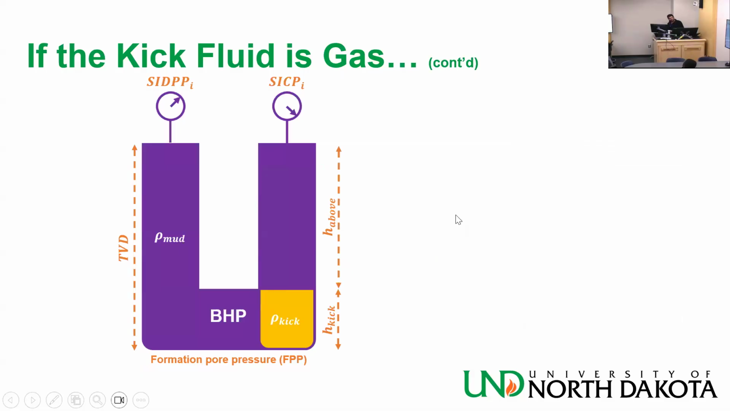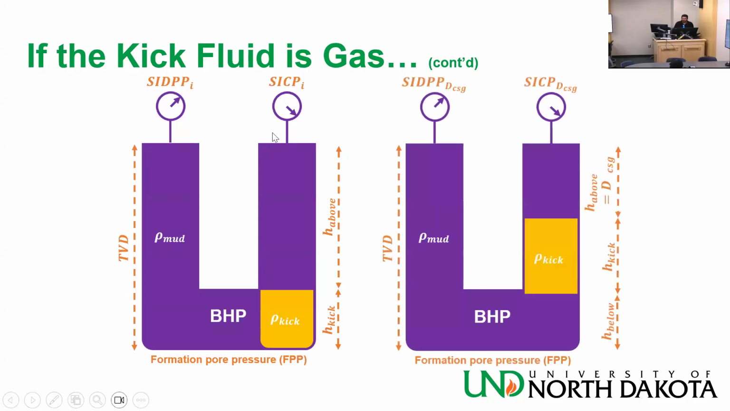Now, how does that translate to a gas kick? If the kick is gas, in the U-tube model, here we have what? It's the beginning of the circulation process, SIDPP initial, SICP initial, all purple on the left leg, yellow at the bottom of the right leg, and then we're starting to move up. Look at that. We are at the point where the top of the gas kick is at the casing shoe depth. And now we have this equation.